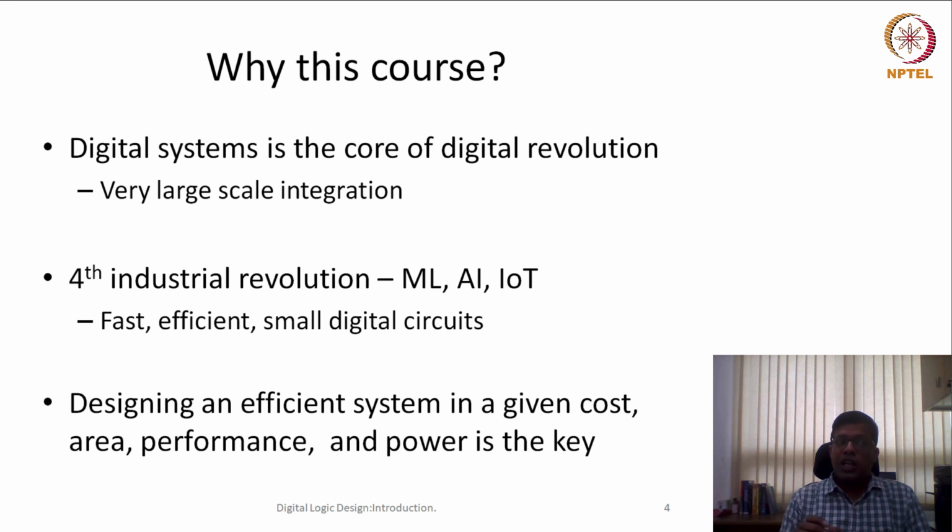And you can see the effect of these three keywords, area, performance and power, in the fourth industrial revolution, which would be led by machine learning, artificial intelligence, Internet of Things. Some of you may know that machine learning is not a new technique. It is a technique which we have known for the last 50-60 years, but it has suddenly become prominent now.